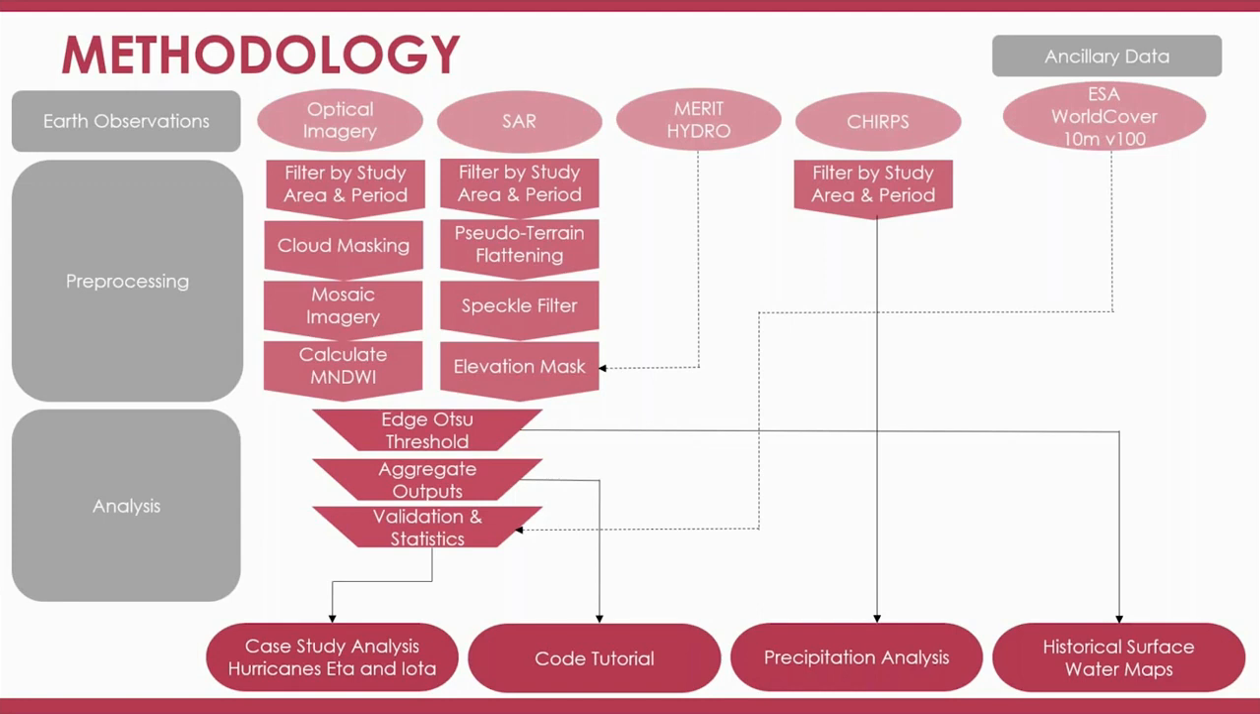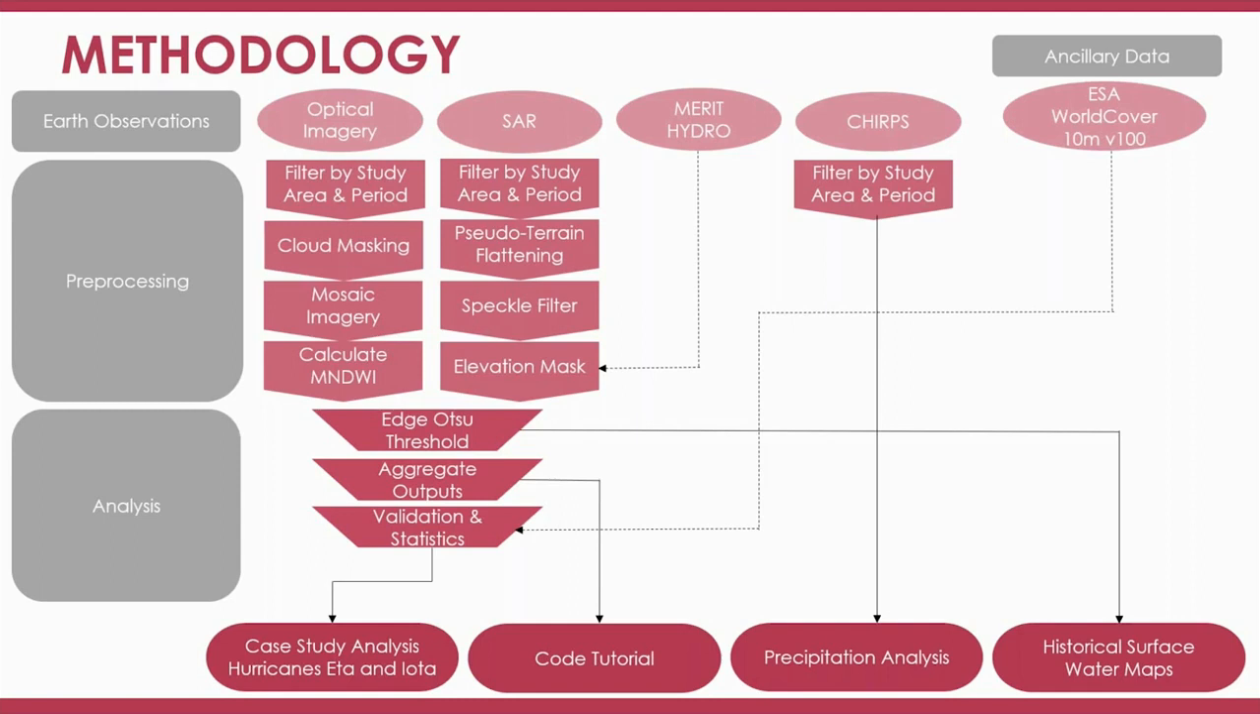This workflow diagram is split up by Earth observations, pre-processing, analysis, and outputs, as you can see, row by row. Looking at Earth observations, we used optical, SAR, and Merit Hydro, along with ancillary data sets like CHIRPS for precipitation and ESA World Cover 10 meters, version 100 data set for land cover. Focusing on data pre-processing, the approaches used here differed for optical and SAR before using one of the key flood detection algorithms that's offered in the HydroFloods tool.